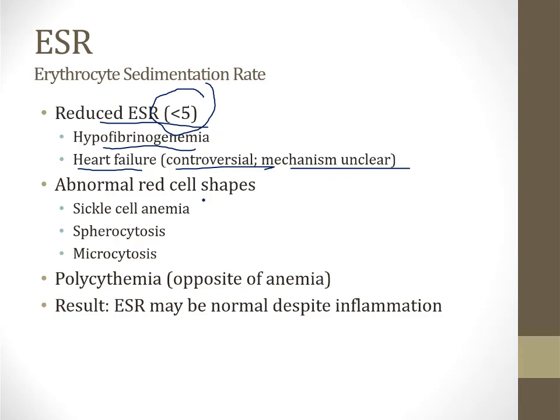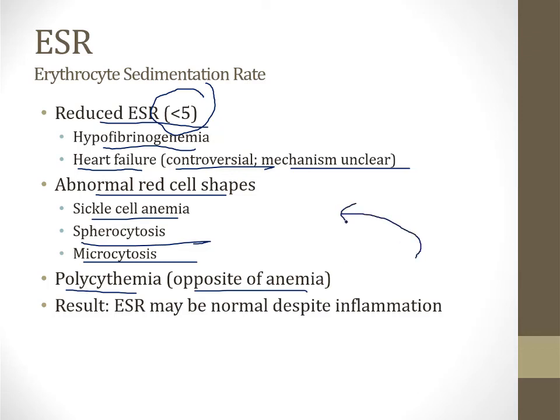Second cause of very low ESR is anything that causes the red cells to have abnormal shapes. So you can see this in sickle cell anemia, spherocytosis, and microcytosis. Polycythemia can cause a very low ESR. This is the opposite mechanism that we discussed on the last slide for anemia. And the important thing to know clinically about all the things listed on this slide is that they can lower the ESR even though there may be inflammation going on.